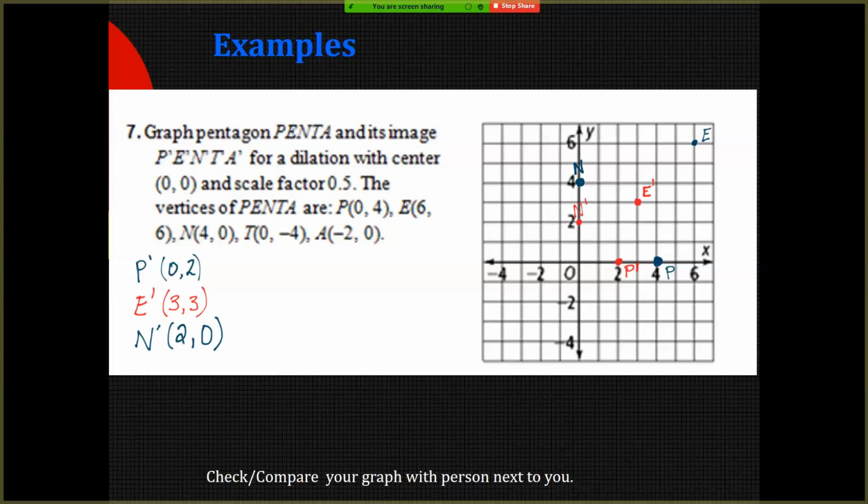So letter T is located at 0, -4. So I'm going to label that T. So start at the origin. 0 tells us left or right, none. And then -4 tells us to go down 4. To find T prime, I'm going to take both coordinates of that ordered pair and multiply them by 1/2. 0 times 1/2 is 0, and -4 times 1/2 is -2. So T prime is going to be right here at 0, -2.